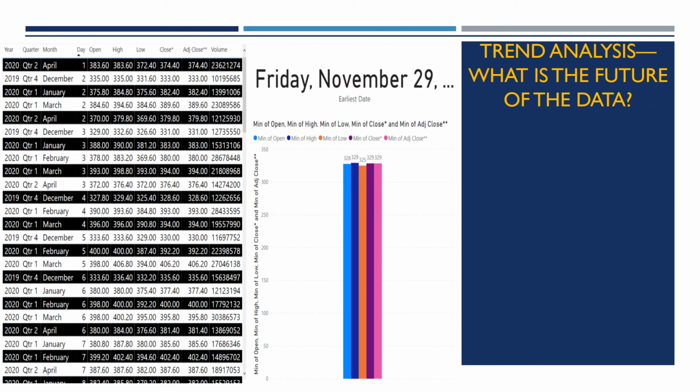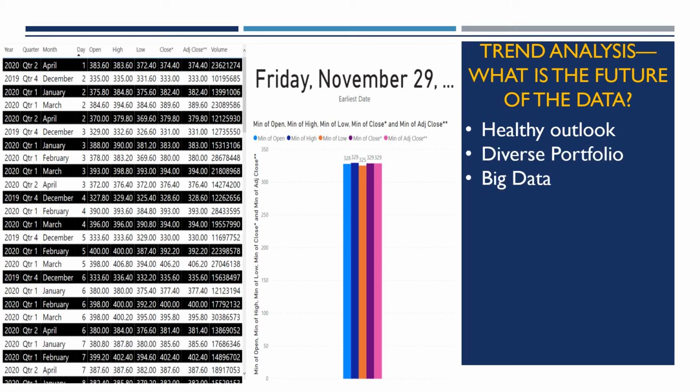So, trend analysis. What is the future of this data? Well, as we can see, it's quite a healthy outlook. Their financials are looking very healthy. Their investments are very, very diverse. A great portfolio. What is the future? Big data. We already mentioned the hairball. We already mentioned the financials. The big data is just not going to stop, especially now that they're in cloud computing and getting into the IoT, that's Internet of Things. The big data is just going to grow exponentially.